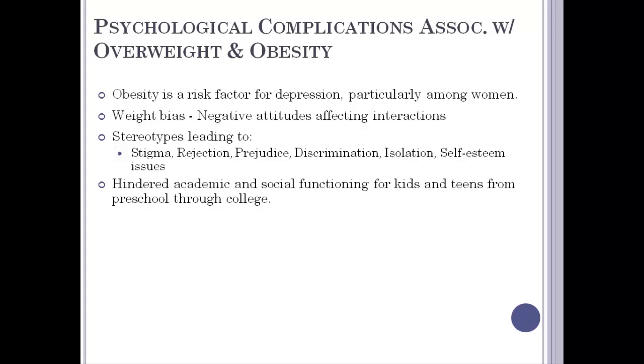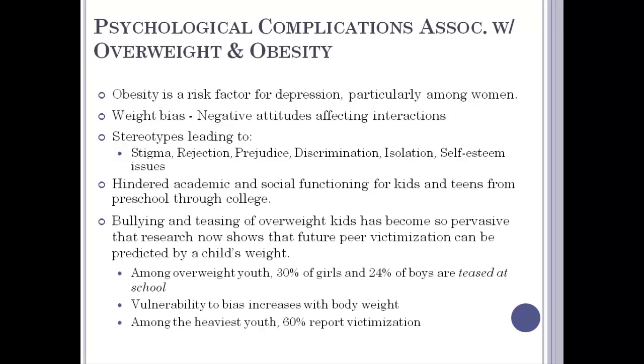Hindered academic and social functioning. This is especially the case for kids and teens from preschool all the way through college. And bullying and teasing. Again, I'm going to raise this again when we're together in our synchronous class talking about pediatric overweight and obesity. But especially among overweight youth, we see that 30% of girls and 24% of boys on average are teased at school on a daily basis. Vulnerability to bias increases with body weight, and among the heaviest youth, 60% report being victimized at some point simply because of their weight.